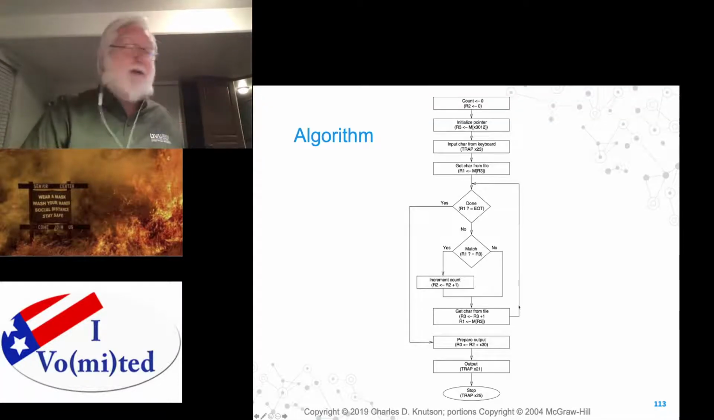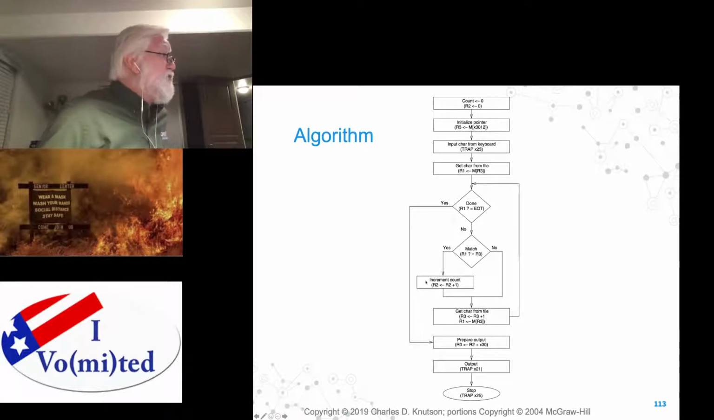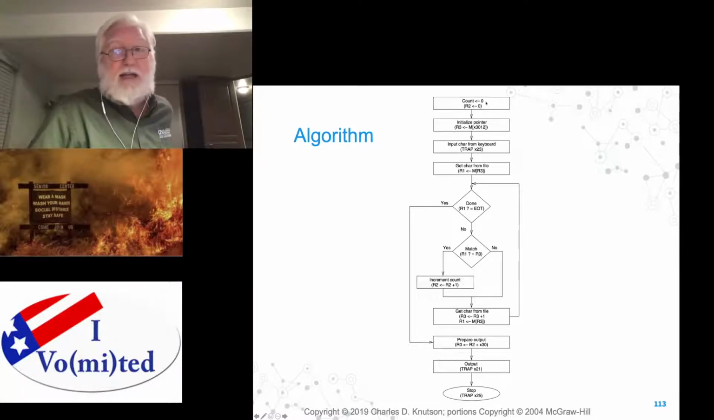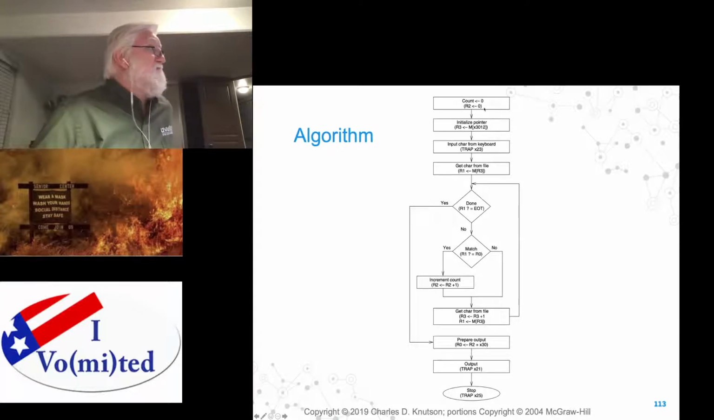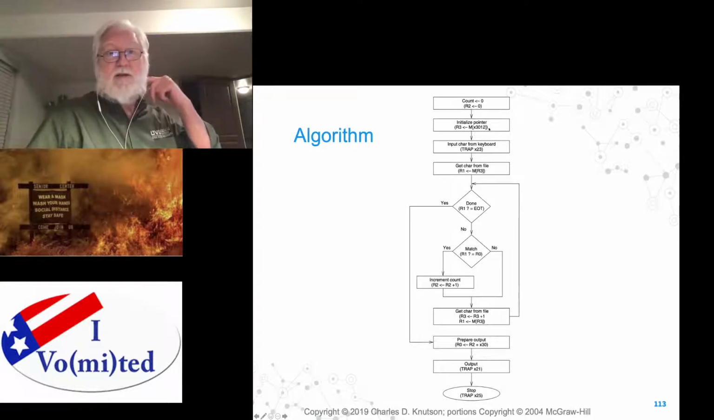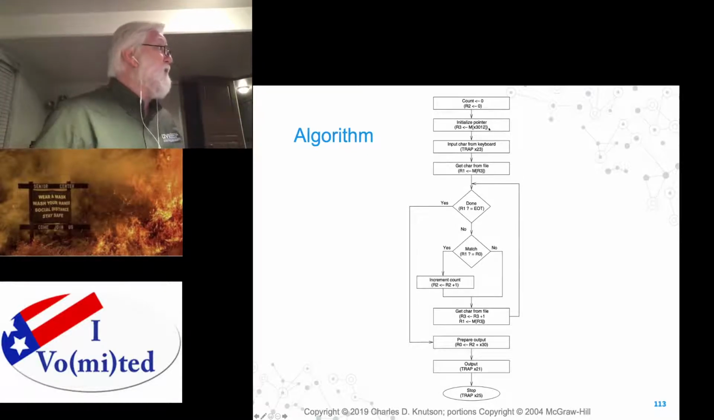This is the last slide from this lecture. I just want to show you the logic of how you would do it. We need some counter, and we initialize it to 0. We're going to use R2, for no real reason. We're going to initialize a pointer to be the starting location of some spot in memory.